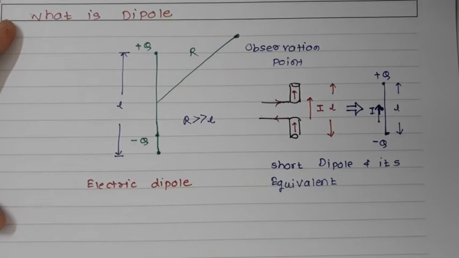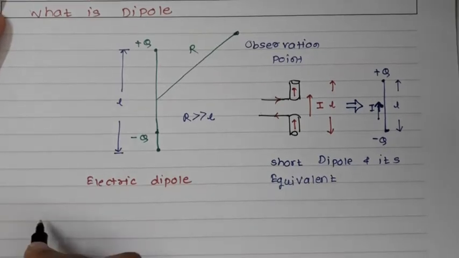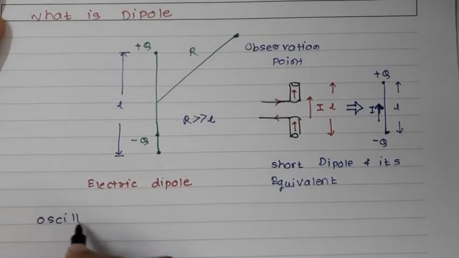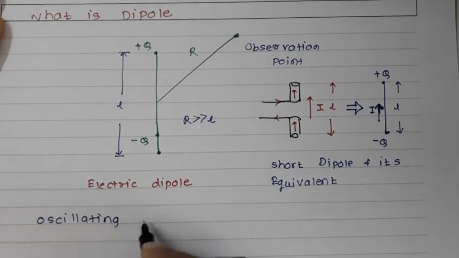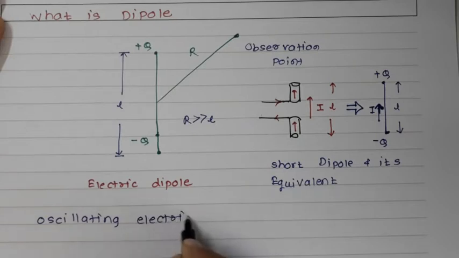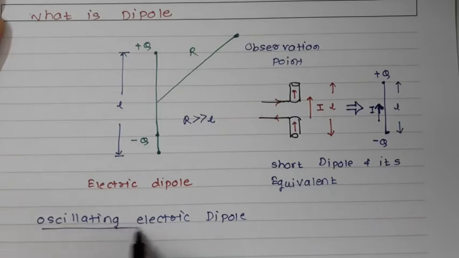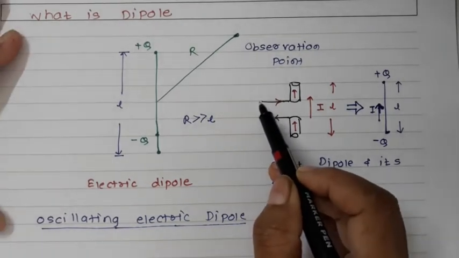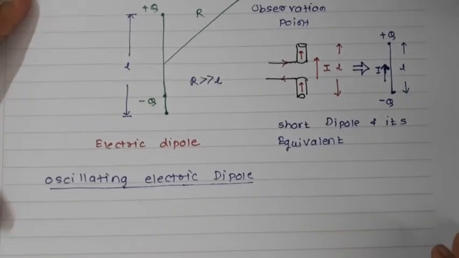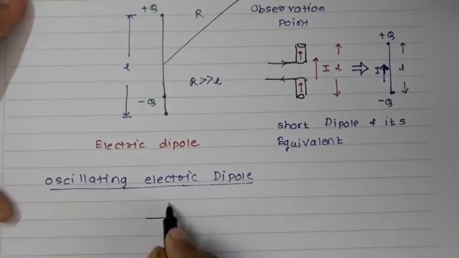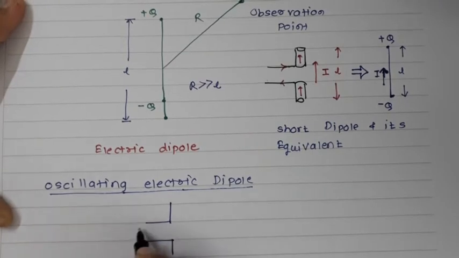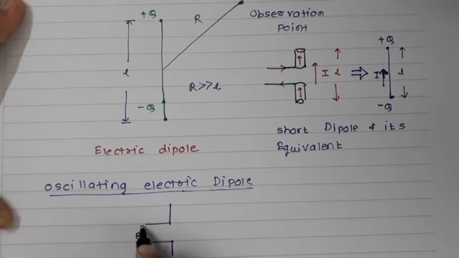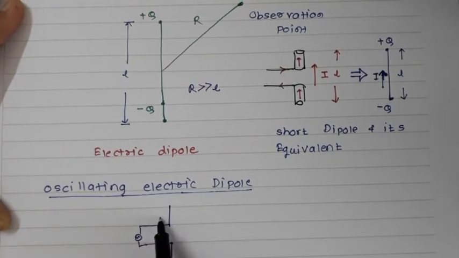Now let us talk about the oscillating electric dipole. Suppose I have a dipole like this and I have given some input here. When the current changes its direction, initially it will be positive, then it will be negative.